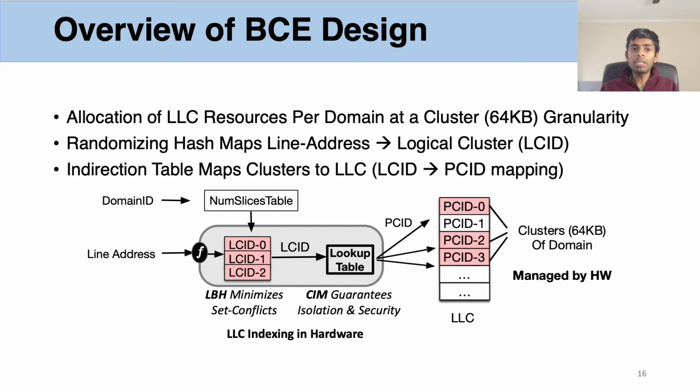The CIM's indirection from logical clusters to physical clusters in the LLC is performed with the help of lookup tables, which store one-to-one bijective mappings. This ensures that there is no overlap between the clusters allocated to different domains and provides strict isolation guarantees between domains, where the state updates of one domain, like hits, misses, or replacement state updates, have no effect on the cache state of other domains.